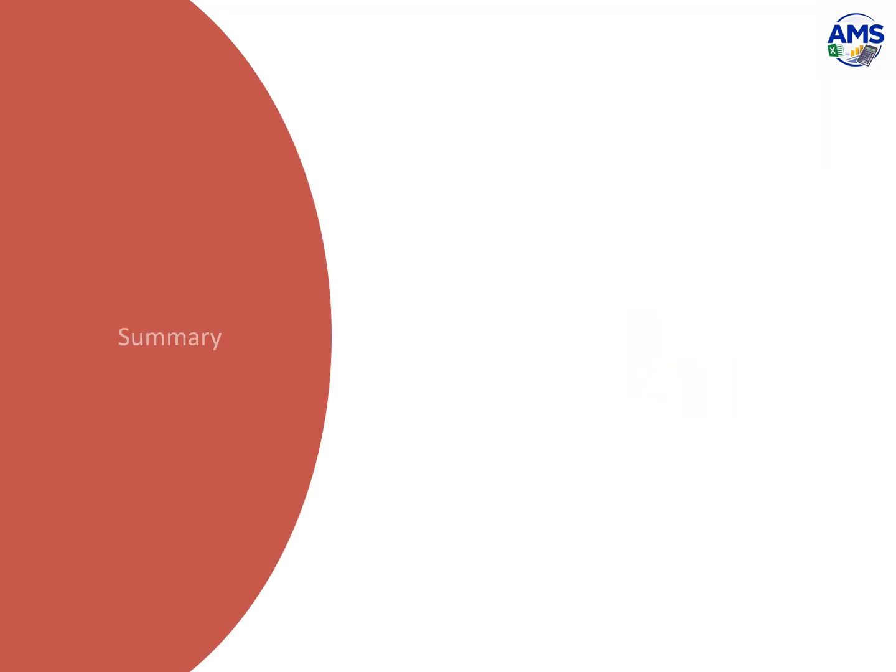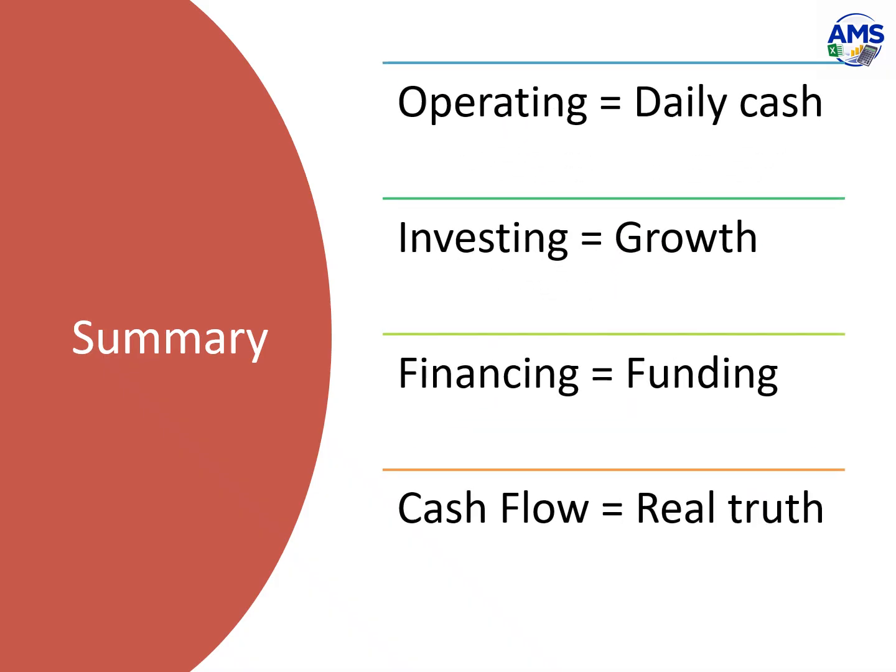So let's look at the summary, a quick recap. In just a few minutes, here is what you have learned. Operating activities is the daily business cash. Investment activity is the growth spending, while the financing activity is the loan and the funding. So cash flow equals the real truth. Always remember, cash flow tells you the real truth about your business.